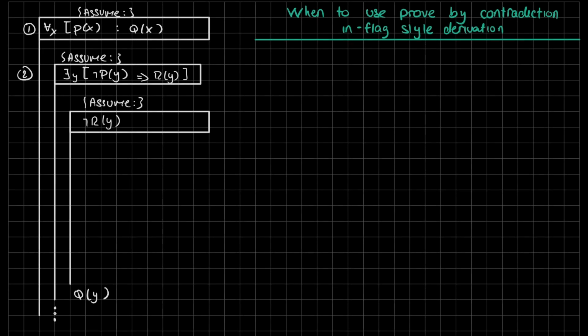Today we're going to see when to use proof by contradiction in flag style derivation. On the left we have a snippet of a derivation. The rest of the derivation doesn't matter because it's quite long. And we're going to see an example of when we should use proof by contradiction.